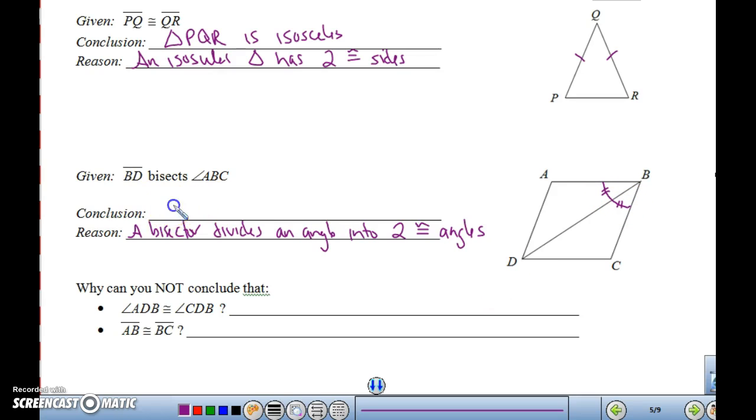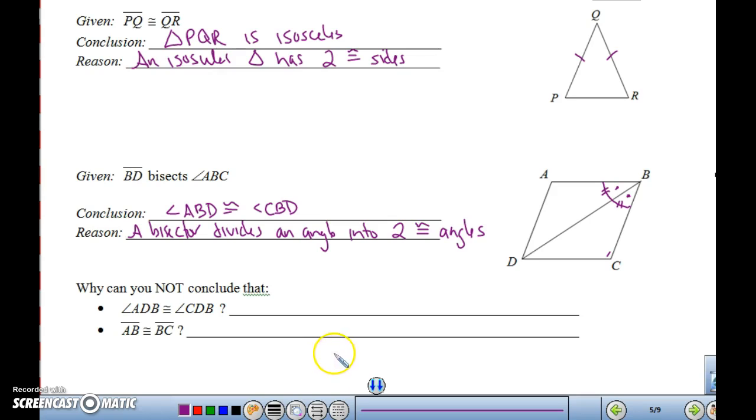So that means angle ABD, this angle here, is congruent to angle CBD. Since this segment is bisecting this angle ABC, the two angles here and here must be congruent because that angle was bisected. It was cut into two congruent parts. So using the definition of bisector is important.